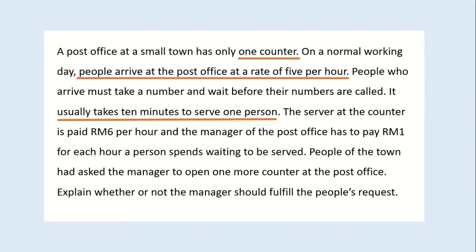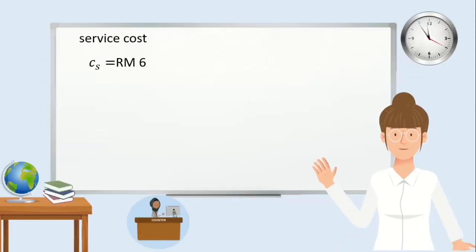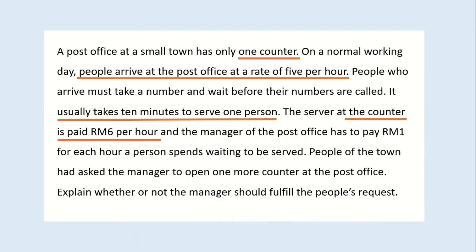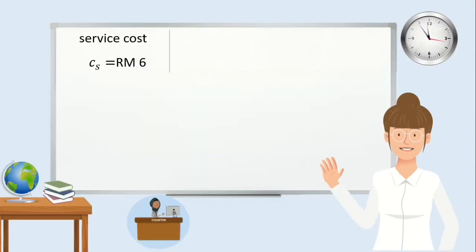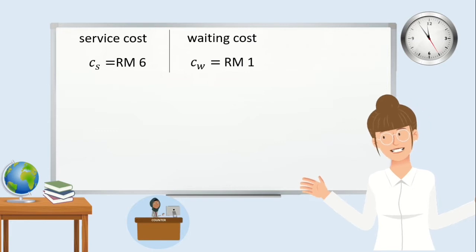The server at the counter is paid 6 ringgit per hour. That means our service cost is equal to 6 ringgit. The post office has to pay 1 ringgit for each hour a person spends waiting to be served. That means our waiting cost is equal to 1 ringgit.